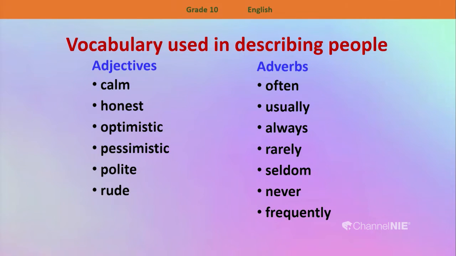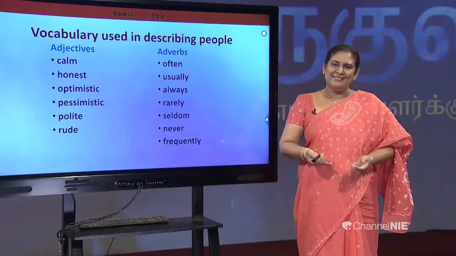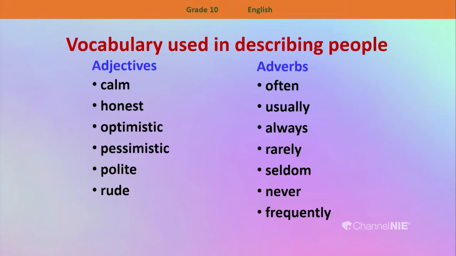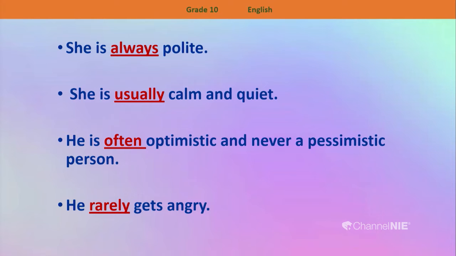She's really polite. What else? She is always honest. All right. Let us take some examples now. She is always polite. She is usually calm and quiet. He is often optimistic and never a pessimistic person. He rarely gets angry. Now see how we can use those adverbs as well as the adjectives there.